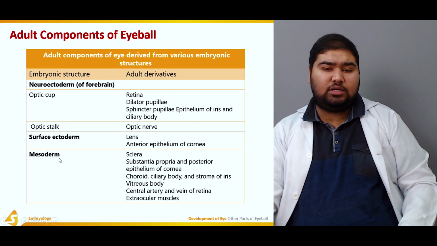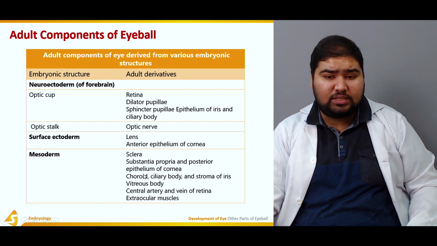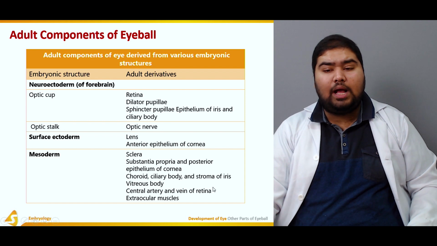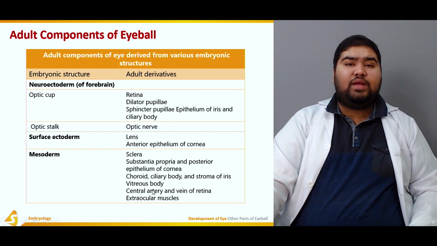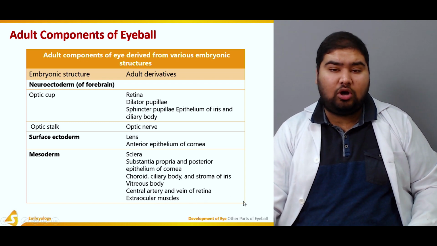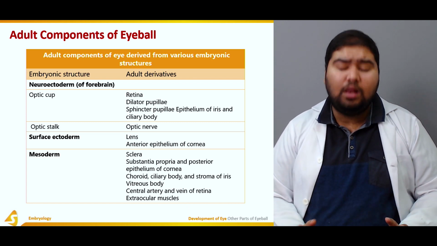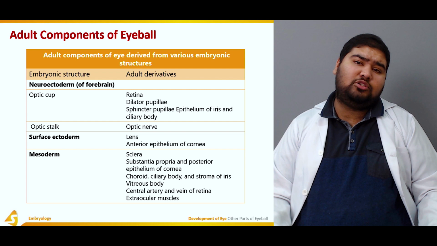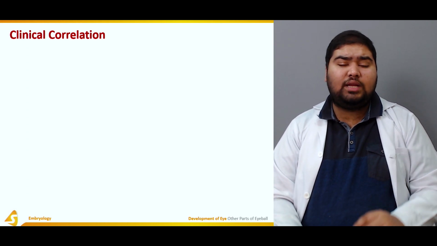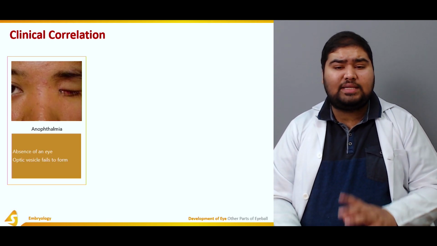Then we have the mesoderm. The mesoderm forms the sclera, the substantia propria, and the posterior epithelium of the cornea. Then we have the choroid, the ciliary body, and the stroma of iris. Then we have the vitreous body, the central artery and vein of retina, and the extraocular muscles. A very comprehensive and a very important table that you must memorize so that you might remember the development of the eye.